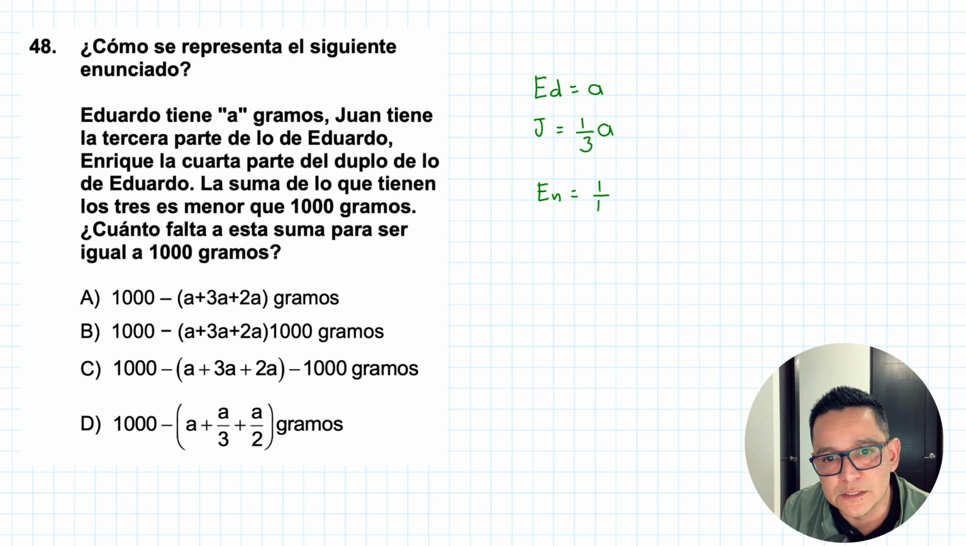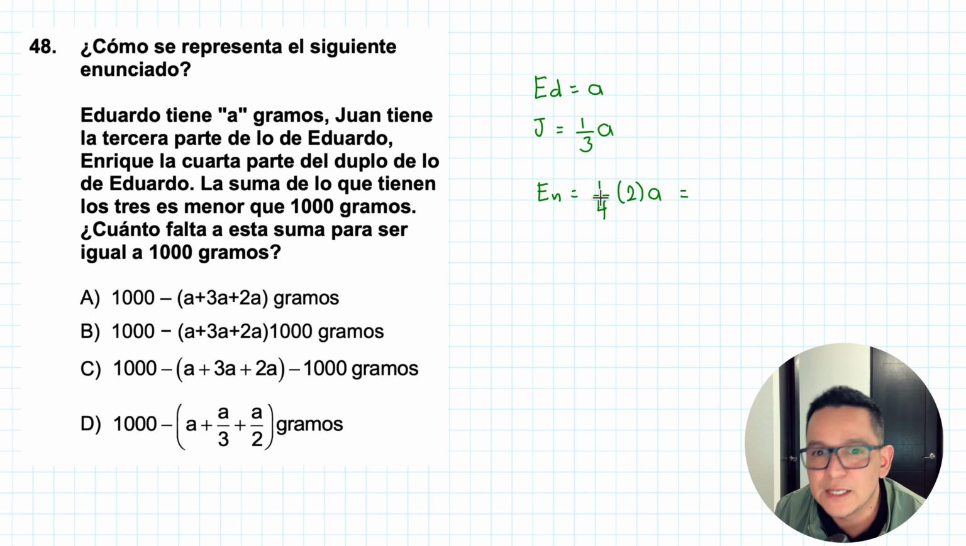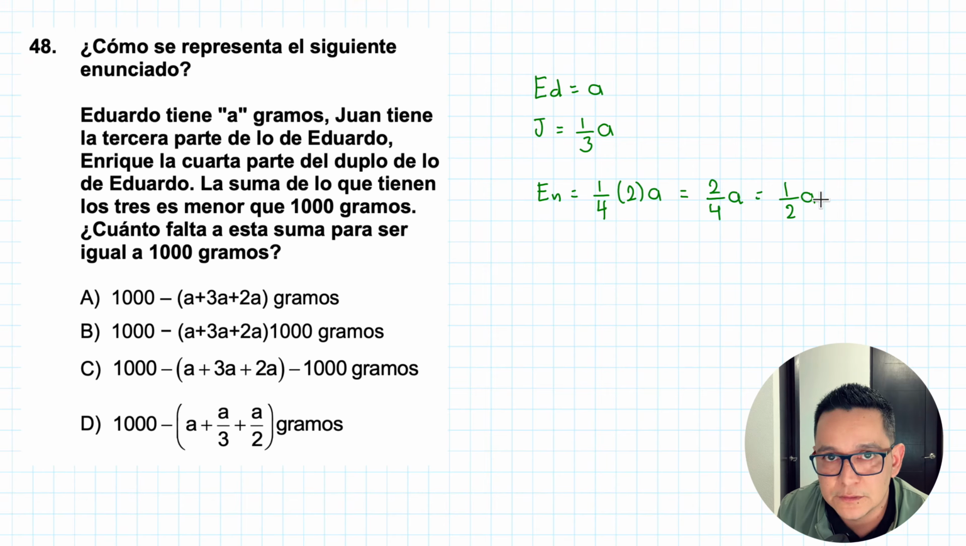Let's be careful with this. The fourth part of the double. That's why I write it this way. A fourth of twice what Eduardo has, and Eduardo has A. So, is this correct? If it's telling you that he has the fourth part of the double, it would be the same as saying he has the double of the fourth part. Okay. And the double of the fourth part is the same as half. Right. You can see it here, because you have a fourth times 2. A fourth times 2. That's 2 fourths of A, but 2 fourths simplified is just 1/2 of A. Right? And now, we already have what Eduardo has, what Juan has, and what Enrique has.